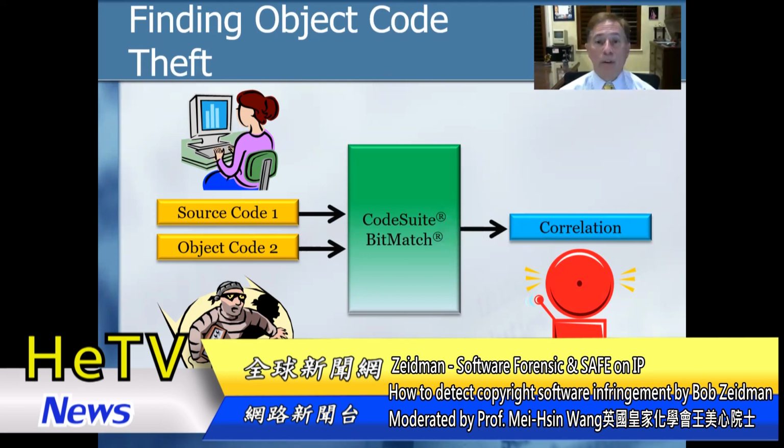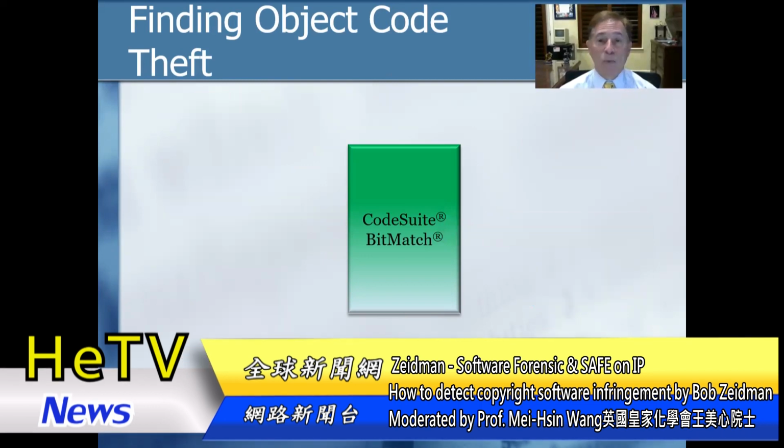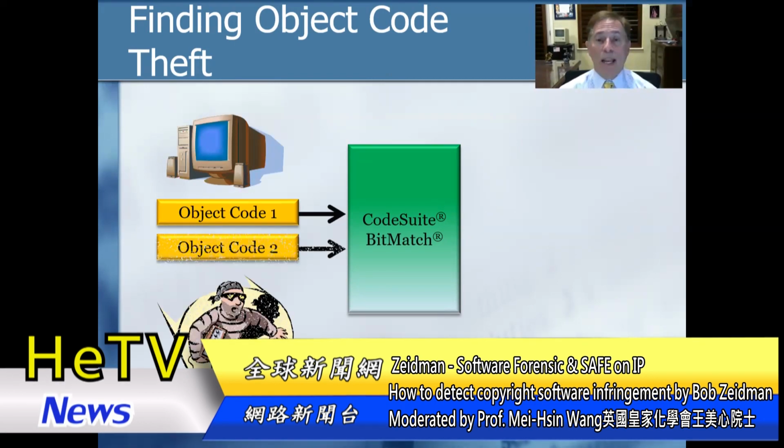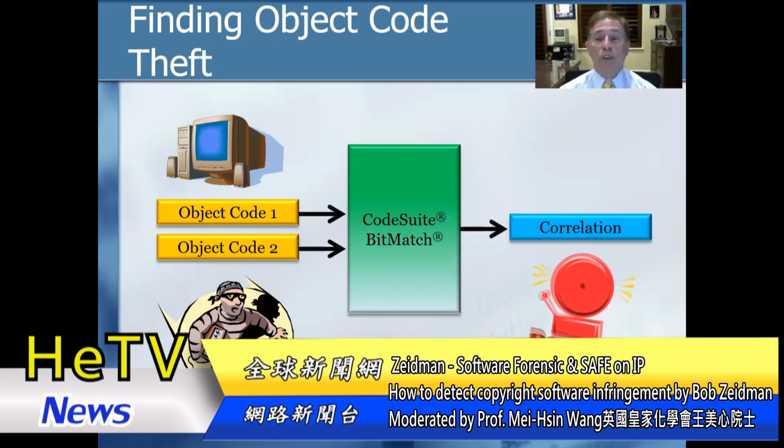see whether copying occurred. Another way to calculate object code correlation is to input the object code of one program and the object code of a second program into the bitmatch function of CodeSuite, which will then produce a series of correlation scores that can be examined to determine whether it needs to be investigated further to find copying.